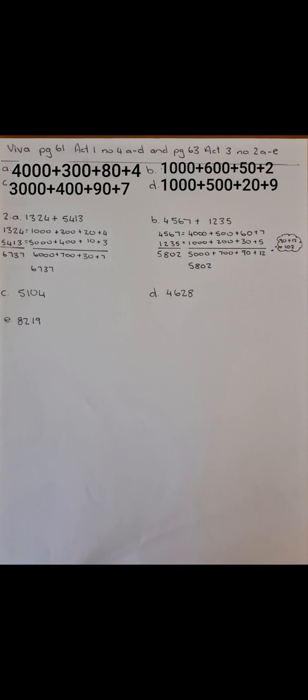I forgot to write those top ones in, so I've quickly done them. Question for page 63, question 4, I think it was, A to D. You just have to break those numbers down. So you would have had 4,384, which is 4,000 plus 300 plus 80 plus 4. The next one is 1,000 plus 60 plus 50 plus 2, 3,000 plus 400 plus 90 plus 7, and then 1,000 plus 500 plus 20 plus 9.